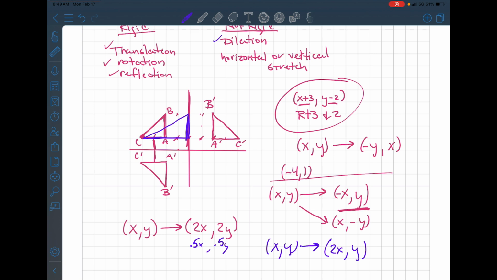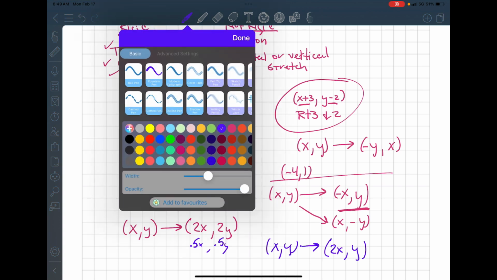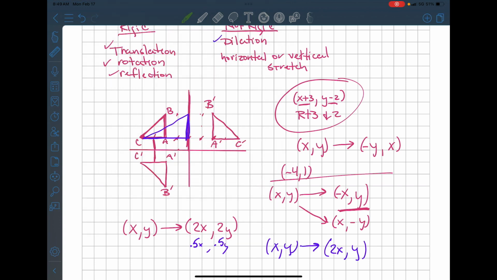So it is a triangle, but is not proportionate. It just stretched it. If I wanted to do the y by 2 and not the x, then that becomes a vertical stretch. It gets taller. It is still a triangle. It is still a right triangle, but is not proportionally correct.